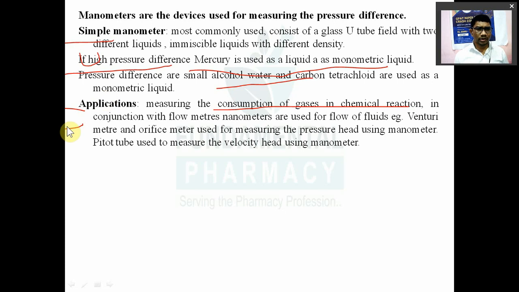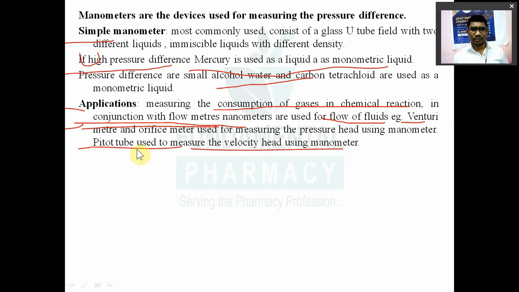This simple method, along with flow meters, is also used for the measurement of flow of fluid. For example, the venturi meter and the orifice meter are used for measuring the pressure head using a manometer. And the pitot tube is also used to measure the velocity head.